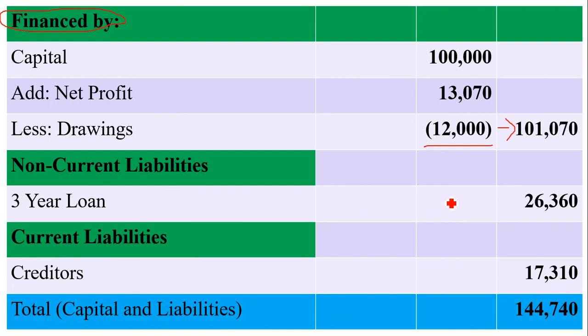So it's only one. You don't need to put it here because it's only one. You don't need to adjust. So take it to the last column. Then current liabilities, we have creditors. You put it there. Then get the total. So the total of capital added to liabilities, which is non-current and current liabilities, you get 144,740.